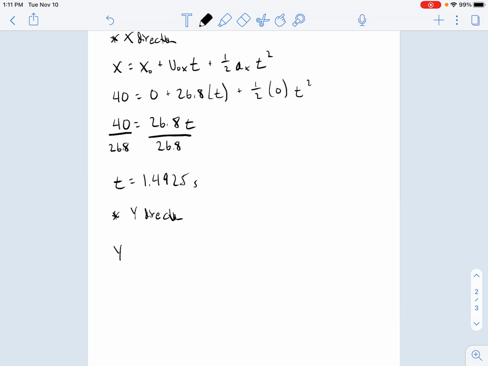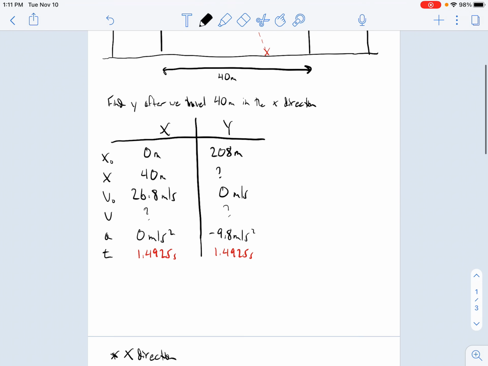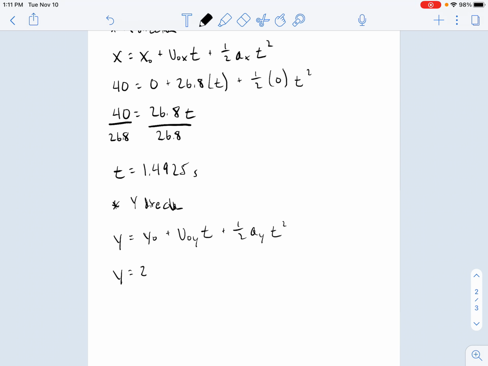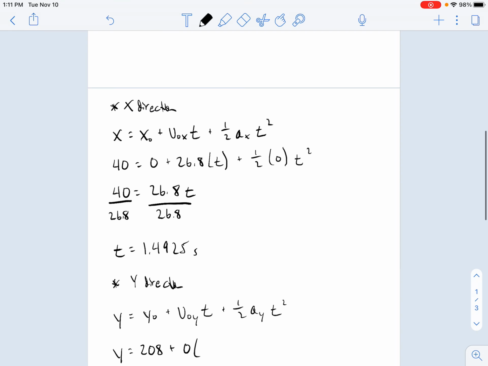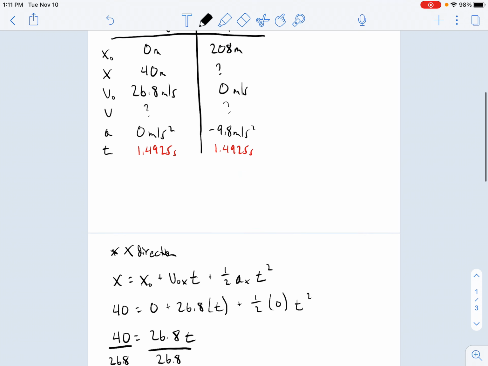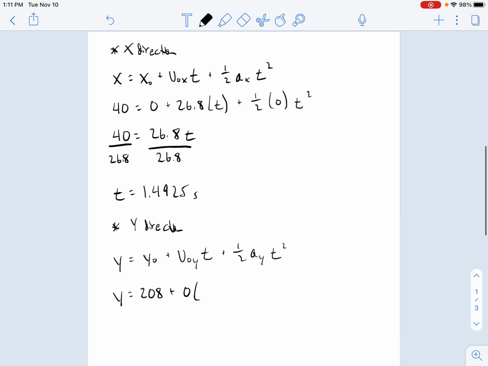So we're going to have our final position. It's going to be equal to our initial height plus our initial velocity in the y direction times time, plus 1/2 times our acceleration in the y direction times time squared. So plugging in the values, we have an initial height of 208 meters. We're going to add that to our initial velocity in the y direction of 0 times our time of 1.4925.